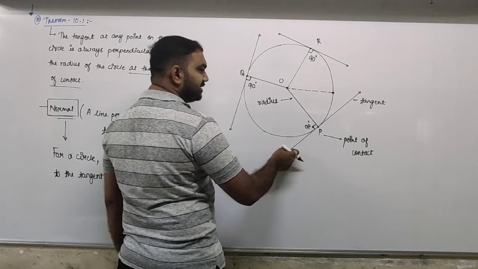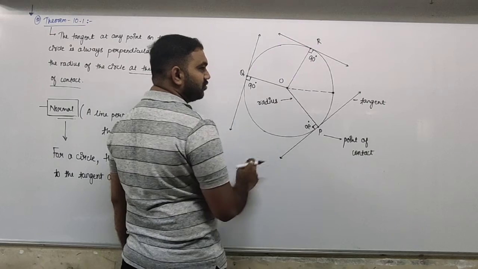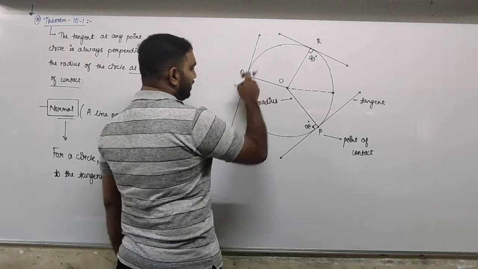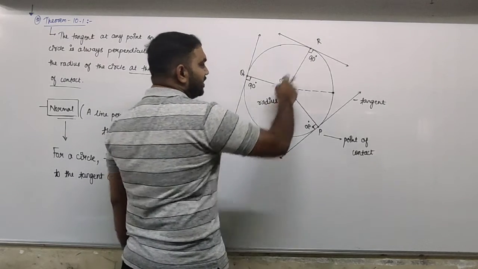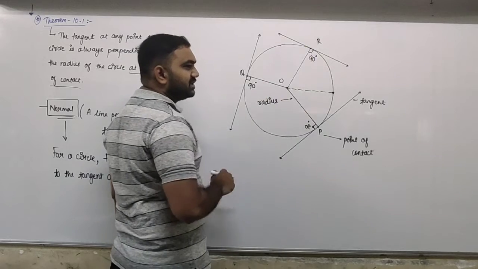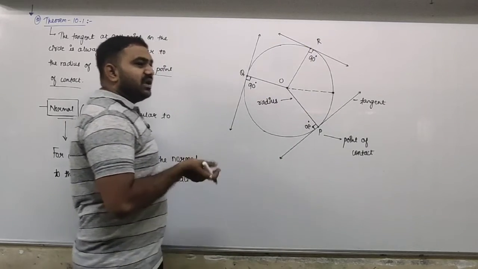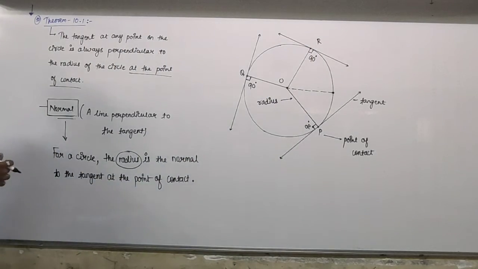If I consider this tangent, then OP is the normal to the tangent. Here OQ is the normal to this tangent. OR is the normal to this tangent. For each and every tangent, we will have a normal.